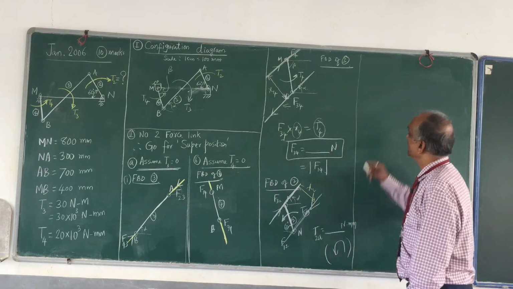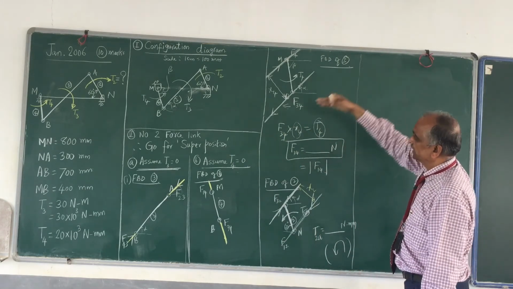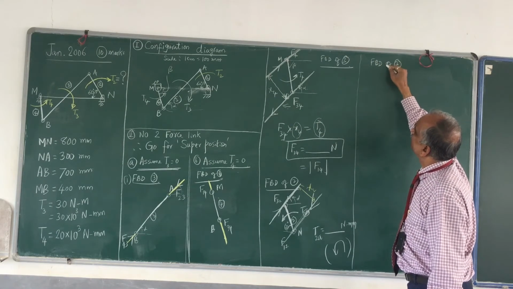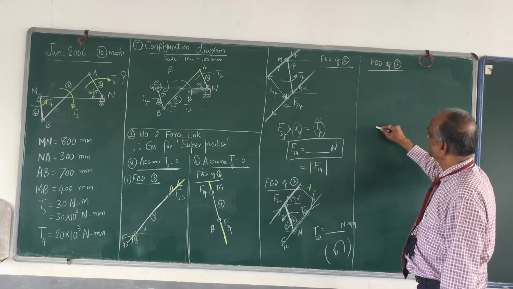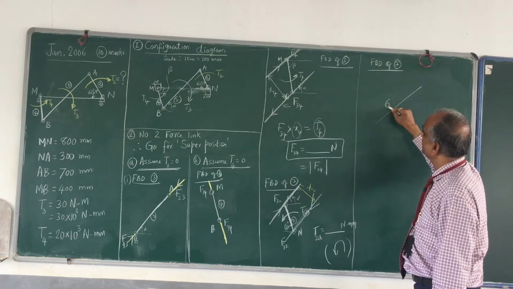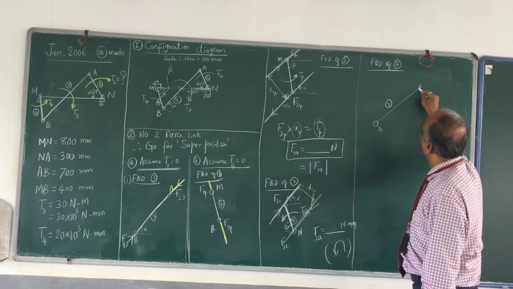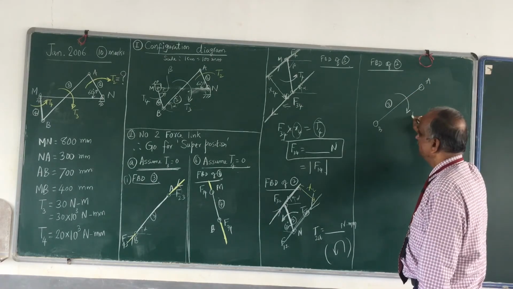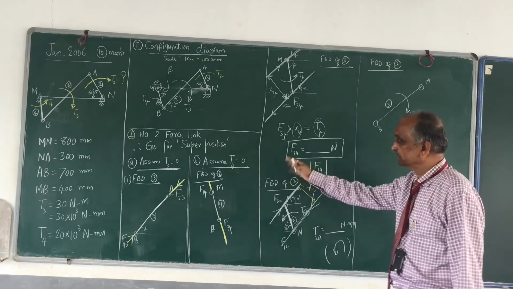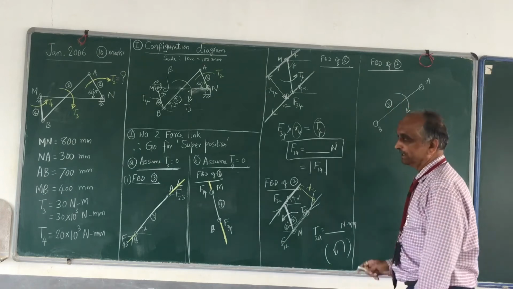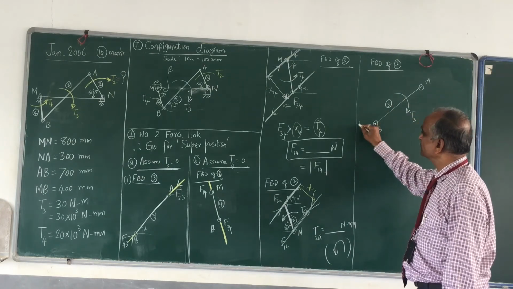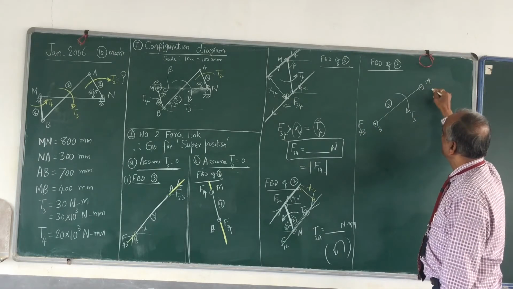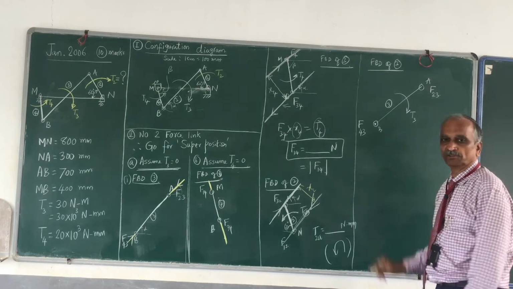Now go to the free body diagram of B continued, the second part, and now go for what is called the FBD of link number 3. I shall not explain how I draw this link. This is link 3, this is my B, this is my A. What do you have? You have T3. T4 is 0, but T3 is not 0. At B, you have a force from link 4 acting on 3. At A, you have a force from link 2 acting on 3.